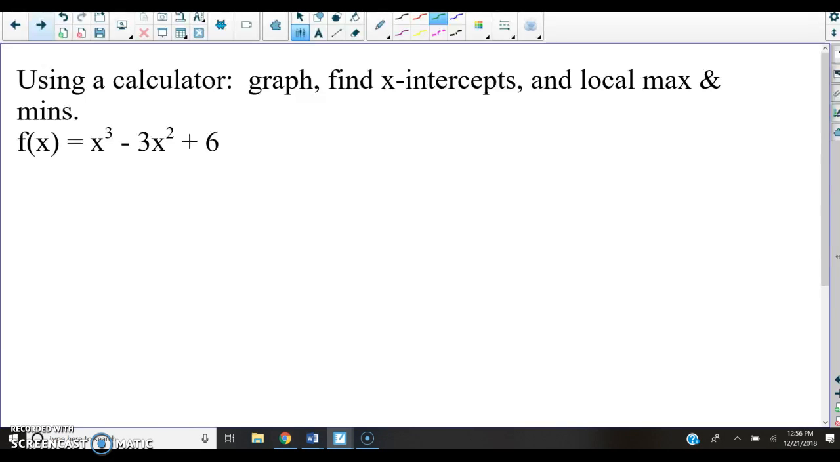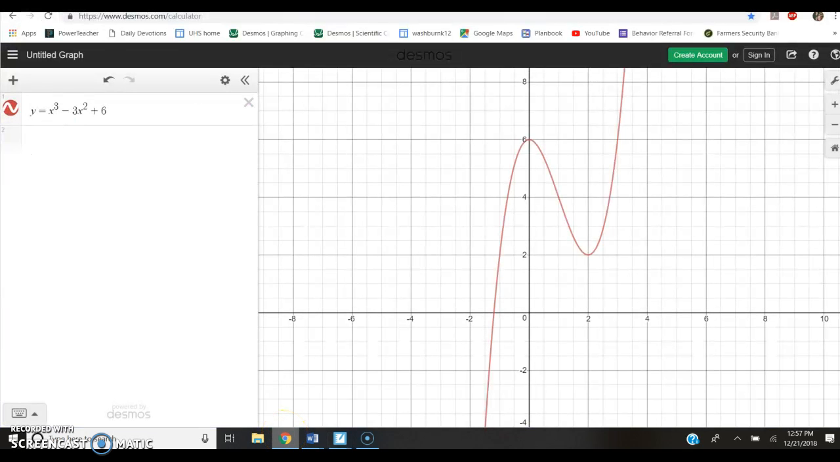So we graph this on a calculator and find our x-intercepts and local max and min. So we're going to pause. I'm going to get Desmos up. We're going to try this. All right, so we're going to graph it, find the x-intercepts and the local max and mins. So I graphed it. Here's my x-intercept. It's at negative 1 point almost 2. This looks like a max, 0.6. This looks like a minimum, 2.2.